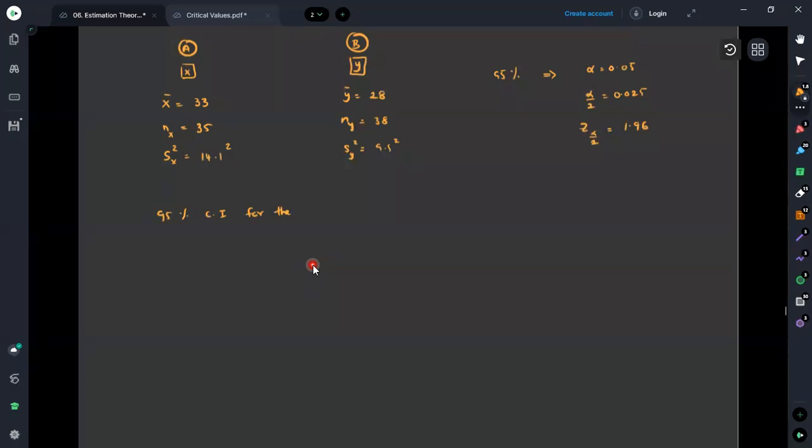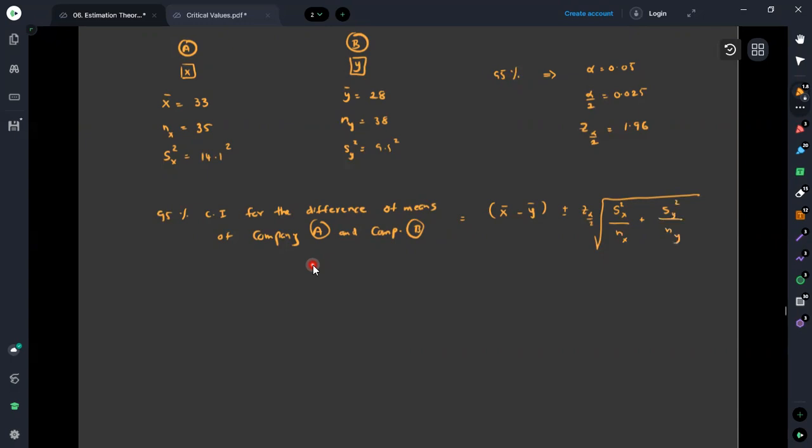Then we can construct the 95% confidence interval for the difference of means of company A and company B. If A is denoted as X and B as Y, then we take X bar minus Y bar plus or minus z alpha over 2 times, instead of sigma squared, the square root of sx squared over nx plus sy squared over ny.